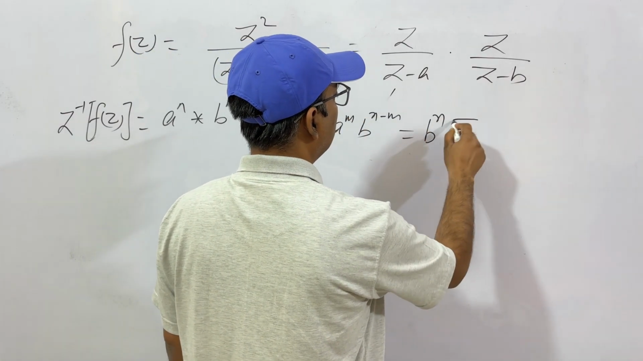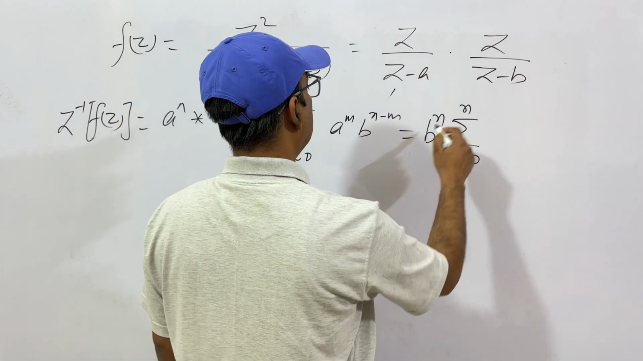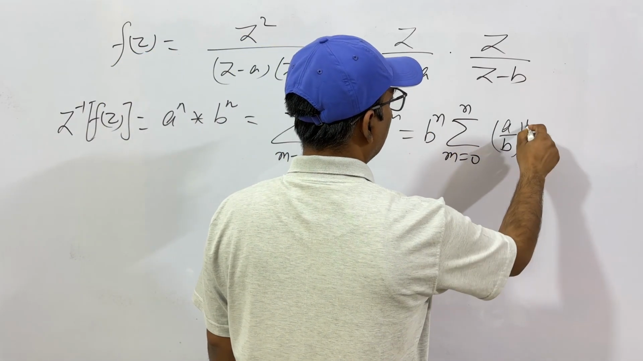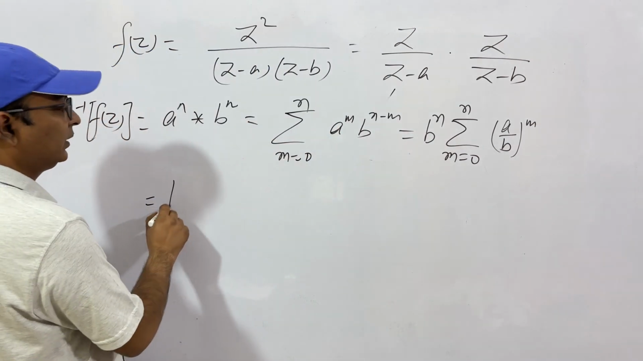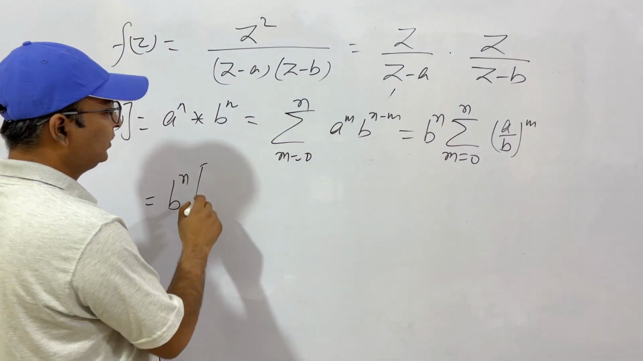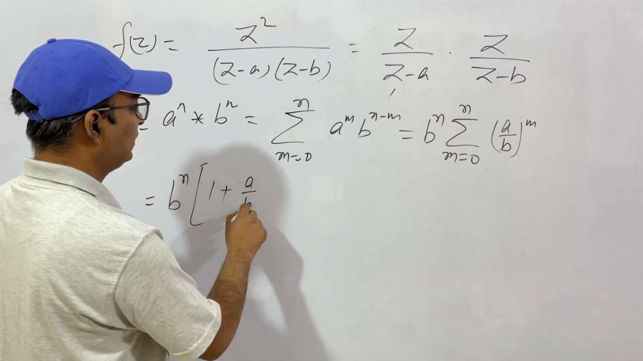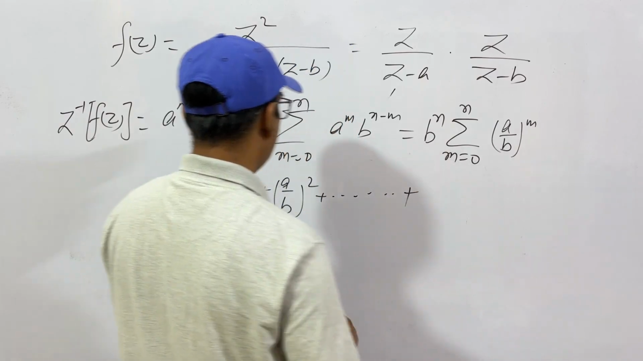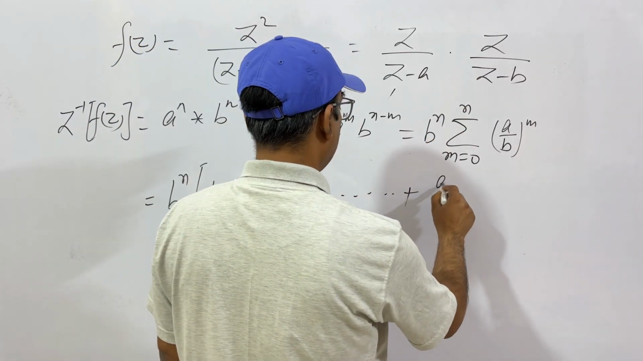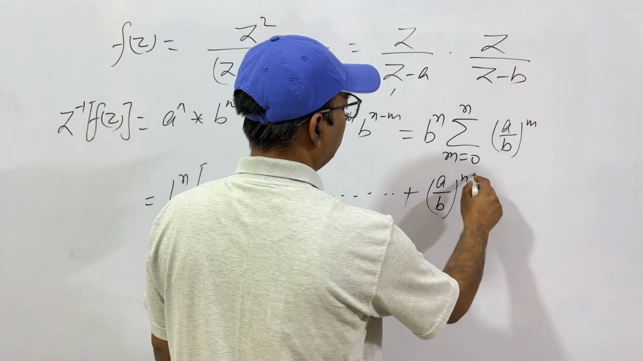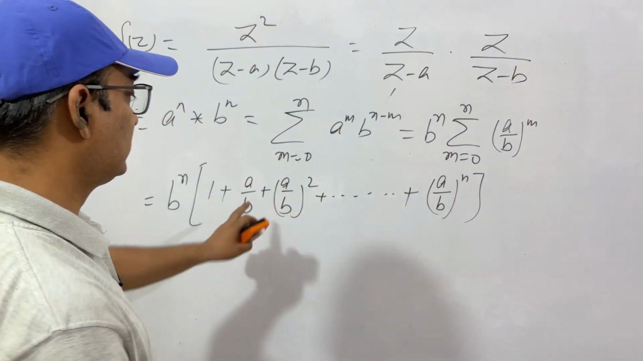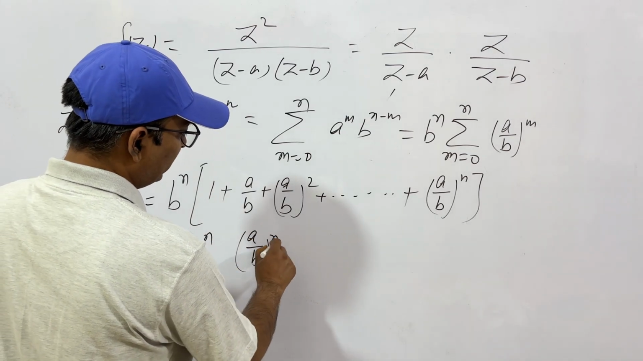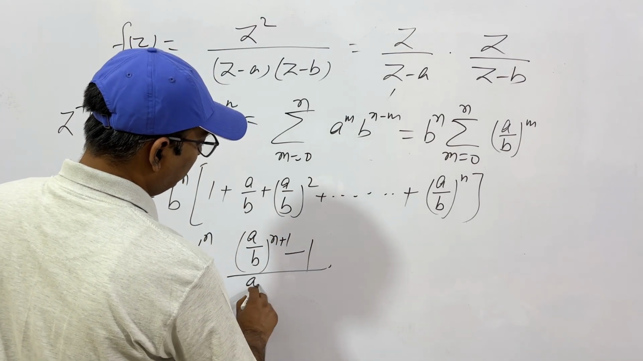So this will be b to the power n, summation m equal to 0 to n. See, this is a to the power m, b to the power minus m, so it will be (a by b) to the power m. If you expand it, you get b to the power n times: putting 0 will be 1, then a by b, then (a by b) square, up to (a by b) to the power n. This is a geometric progression with ratio a by b. You know what it is? It is the ratio (a by b) to the power n plus 1, minus 1, by (a by b minus 1).